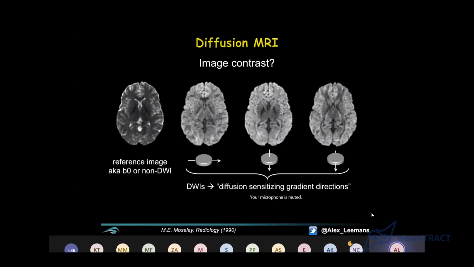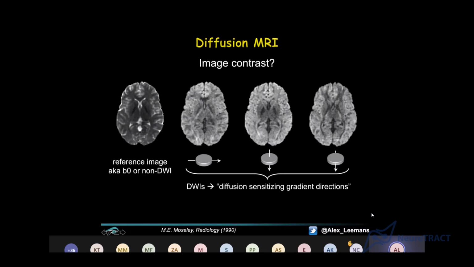Okay, let's now show how this looks in an actual acquisition. What I'm showing you here are axial images. On the left, you'll see a B0 image. And the three images on the right are what we call diffusion weighted images. They have been acquired along three different diffusion sensitizing gradient directions. Okay, so you see something left-right, something up-down, and something front-to-back.